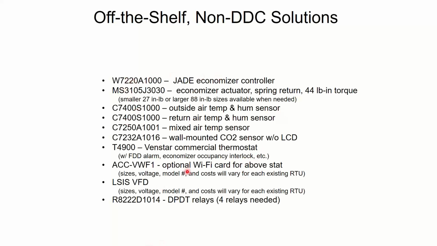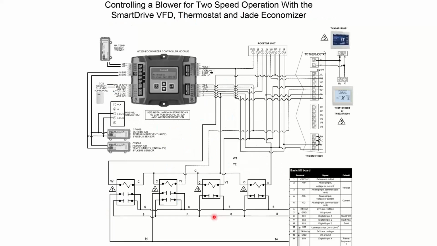So everything on this list, except for the last two things, VFD and the relays, all the other stuff I was already buying on a regular rooftop job anyway, because that's all the stuff you need to make the economizer work and the regular thermostat and all that. So I was like, if I just add a VFD and 4 relays, I'm done. And then send people out a wiring diagram.